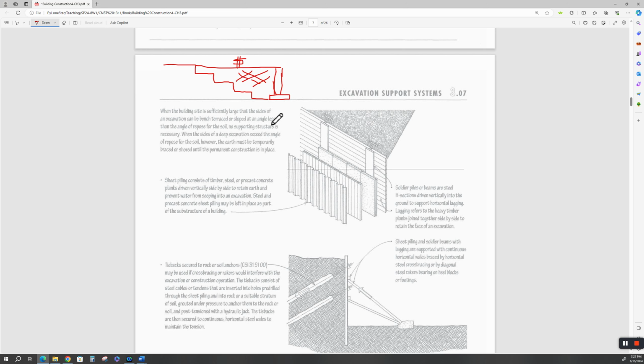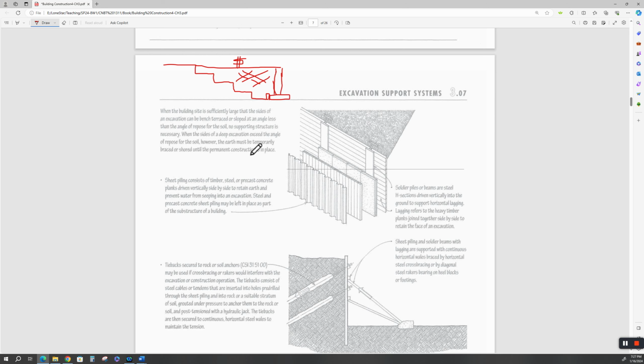Money. All right. Terraced or sloped at an angle less than the angle of repose. You just can't dig an angle if this stuff's going to slough back off in there. Plus, you got to be able to get down here and put the formwork in, right? And then you got to get the formwork for this, assuming it's a wall.